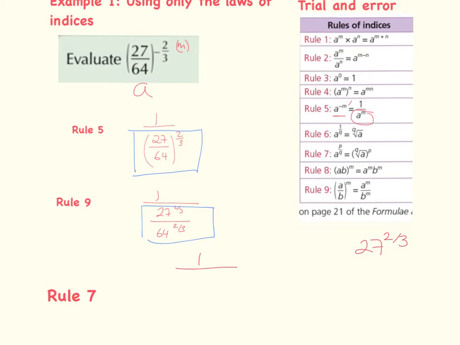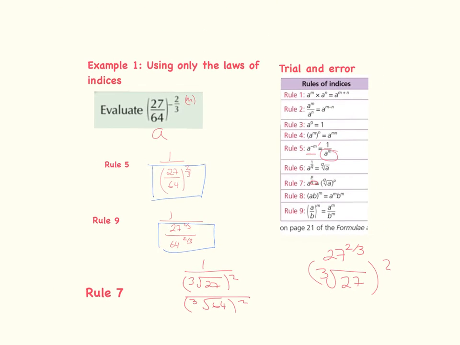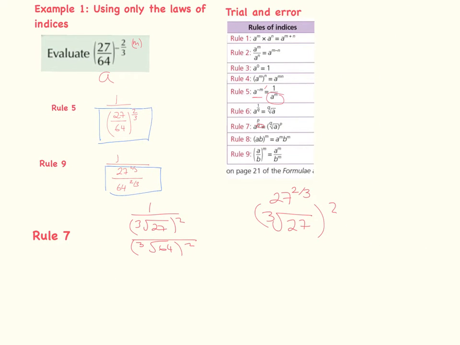Now, if I was just to focus on that and use rule 7 for that, that would mean that my q became my root. So in this case, it's going to be a cubic root of 27, and that's all to be squared. So I'm now going to rewrite that as cubic root 27 all to be squared, all over cubic root 64 all to be squared. And at this point here, I can use my knowledge on squares and cubes to figure out this sum.